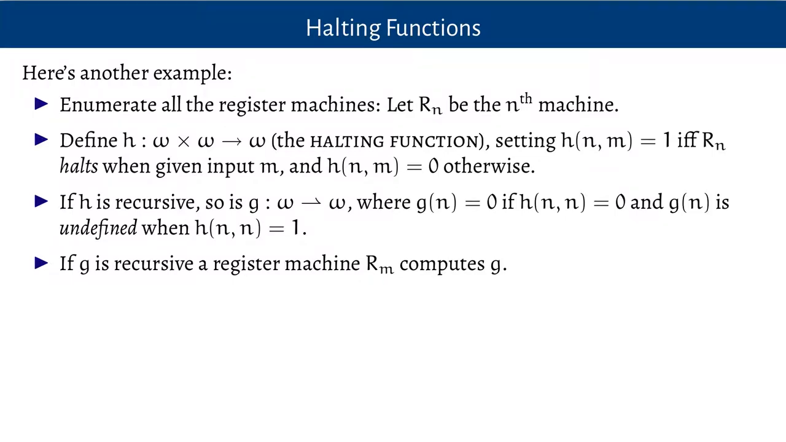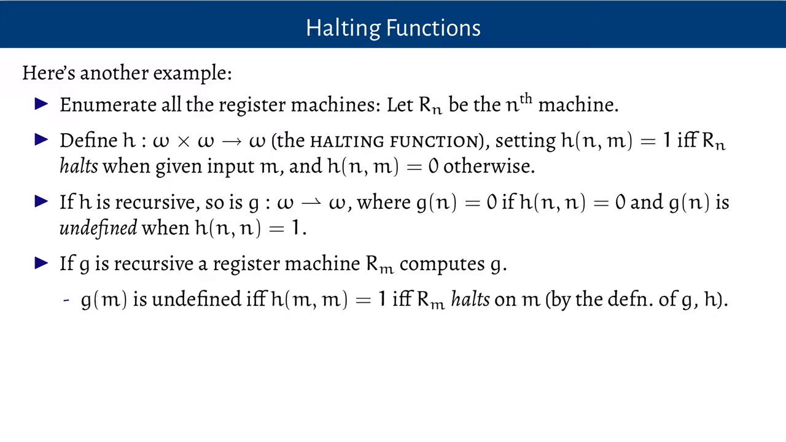So I'll call that register machine m for some number. So there must be a register machine m that computes g. But now you might see the problem. Let's calculate little g of m. G of m is undefined if h of m and m is 1, which just means that Rm halts on the input of m.